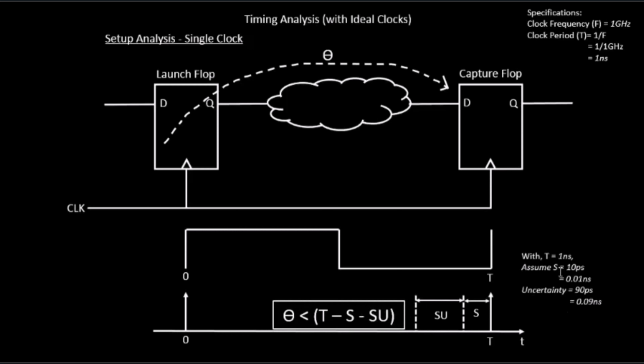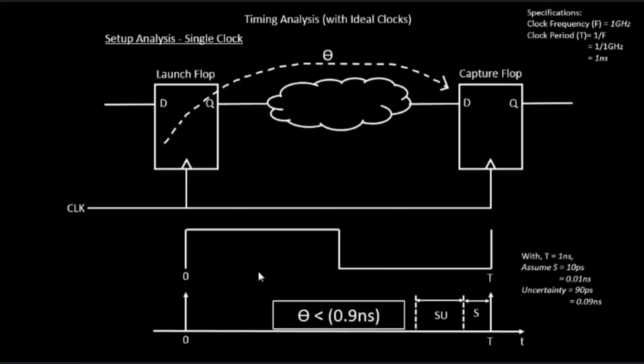Okay, so if we try to bring in real numbers over here, with a clock period of 1 nanosecond, setup time of 10 picoseconds and uncertainty of 90 picoseconds, your combinational delay requirement becomes T minus S minus SU, which is 1 nanosecond minus 10 picoseconds minus 90 picoseconds, which comes to roughly 0.9 nanosecond. So this is your new combinational delay requirement. This is one of the next practical scenarios that we brought into the picture.